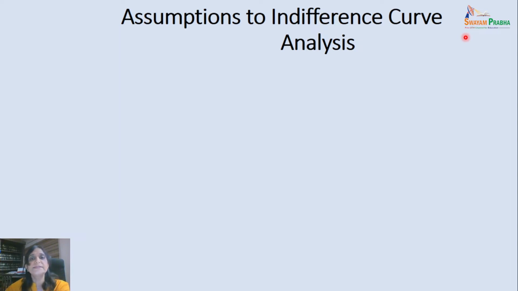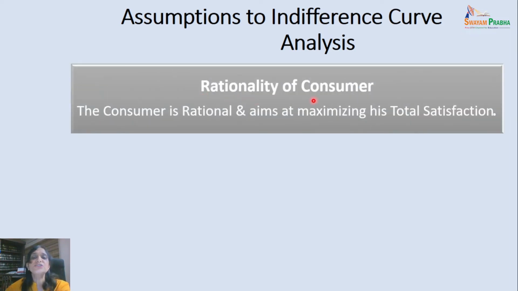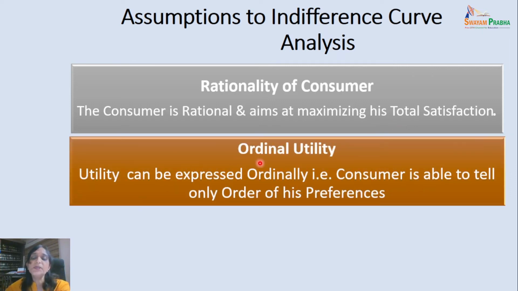Now moving further, what are the various assumptions of indifference curve? When we analyze the indifference curve, certain assumptions have to be made. Let us discuss those assumptions. The first is the rationality of the consumer. Rationality means that every consumer aims at maximizing his total utility. His aim is to get maximum utility. Second, we are talking about ordinal utility. That is, utility can be expressed ordinally. The consumer is able to tell only the order of his preferences.